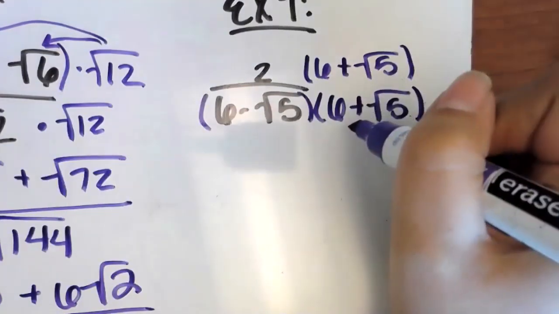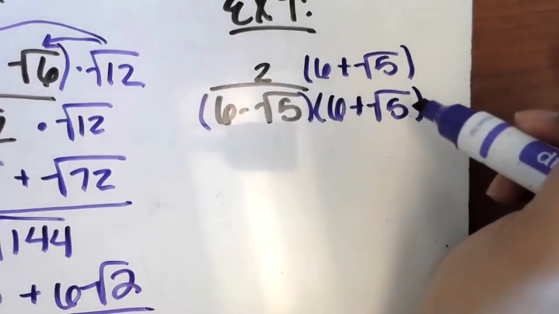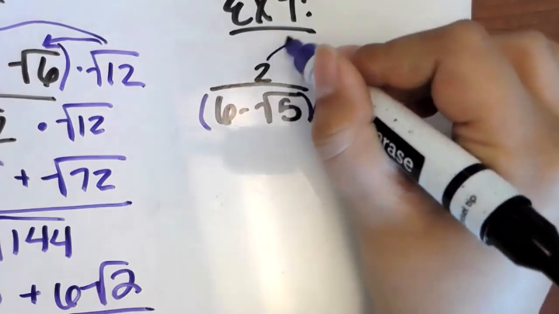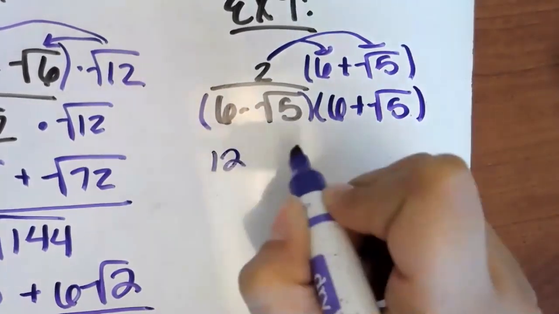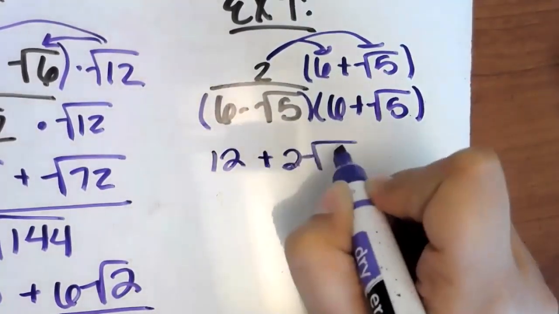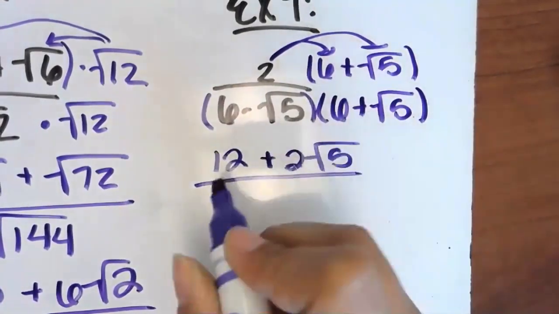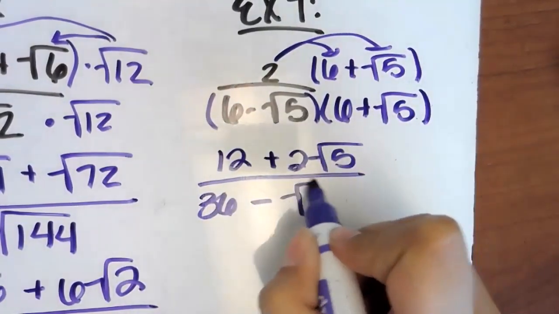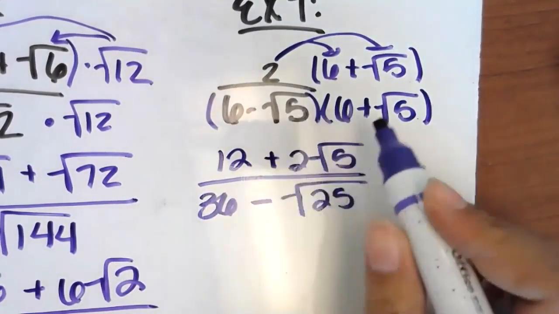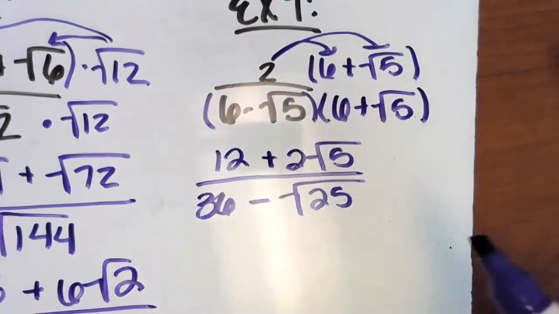So when you multiply by the conjugate, the middle terms are going to cancel out, leaving you the first times the first and the last times the last. And in the numerator, make sure to distribute the 2. So this will leave you 12 plus 2 square roots of 5, that's a coefficient and a radical, over 6 times 6, minus square root of 5 times square root of 5. So following the product rule, 5 times 5 is the square root of 25 underneath the square root.